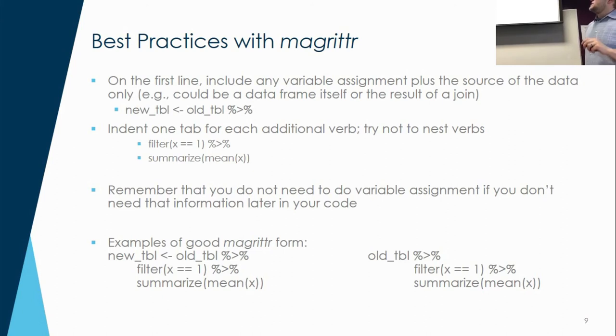Yeah, remember you don't need to do variable assignment if you don't need that information later in your code. Here's an example not using variable assignment. So the source of our data in this case is old tibble, and then filtering it such that we keep cases where x equals 1, and then we're summarizing the mean of x for remaining cases. In this case, we are storing that information into new tibble, but either way, this is the kind of form you want. magrittr actually has a huge number more of these. If you really like this idea of piping things together in unique ways, magrittr has a whole series of different kinds of pipes that do different things. But in here, we're going to just focus on the single passing pipe that goes from left to right side.